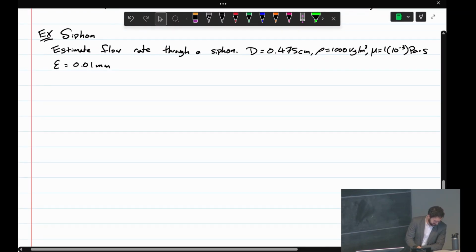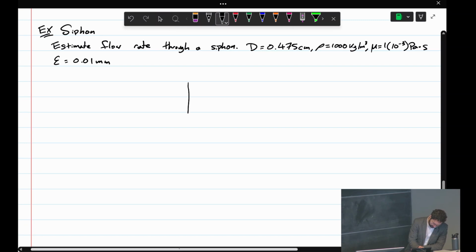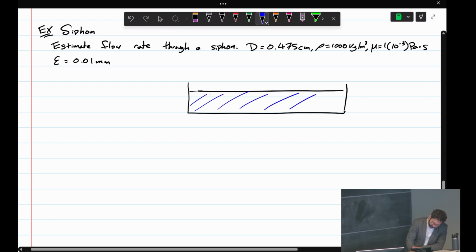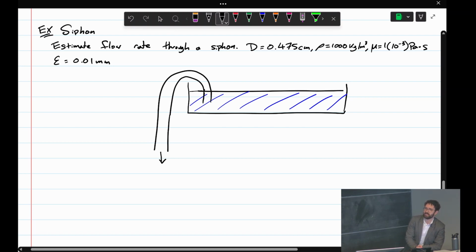Okay, so let's draw a sketch here. So we have a very big kind of reservoir of fluid. And our tubing is going to be connected like this into the reservoir. Basically our sketch of this system. So this is a free surface of this reservoir.